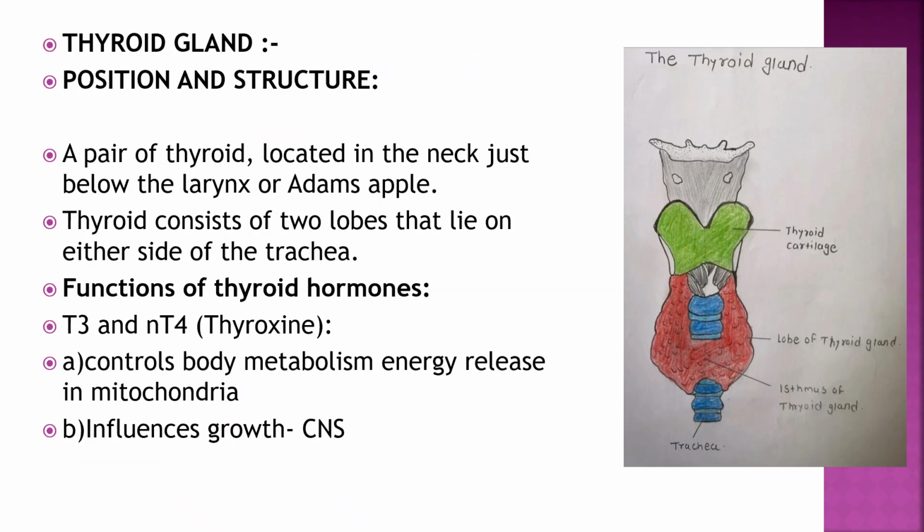Now next gland, important gland, is the thyroid gland. So it is present in the neck just below the larynx or Adam's apple in the males, and it consists of two lobes on either side of the trachea.